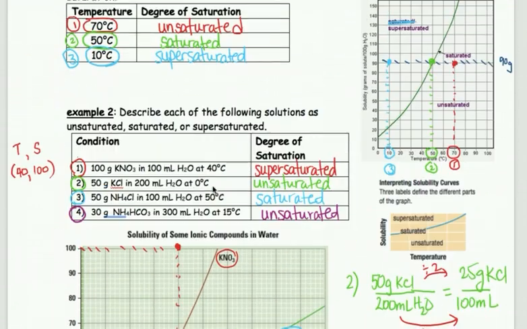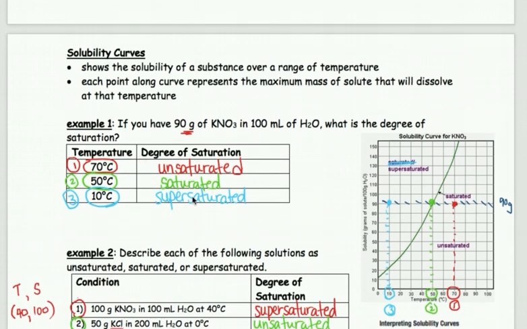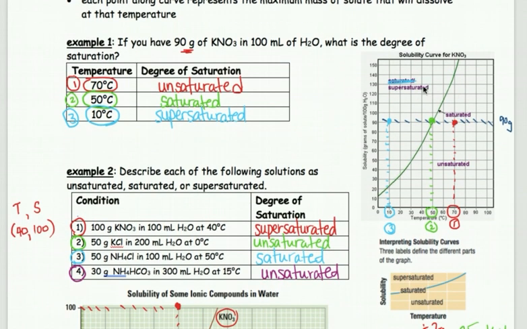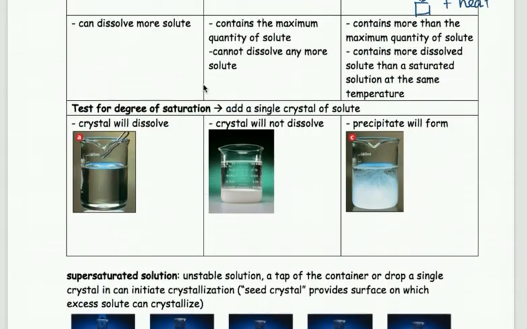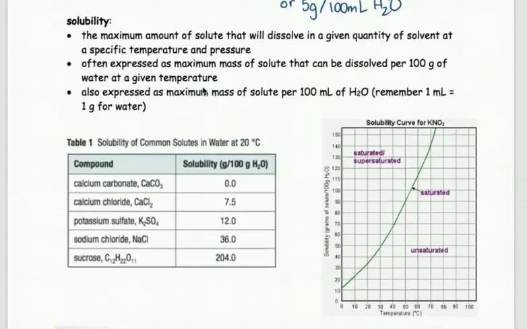So anyway, just make sure that you understand solubility of gases. The big ones here: can you answer questions like this on the solubility curves, determining where it's saturated, supersaturated, or unsaturated? Okay, all right, and when you're good to go, try the checkpoint.